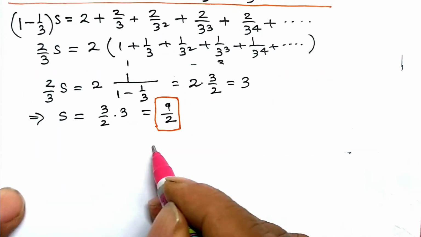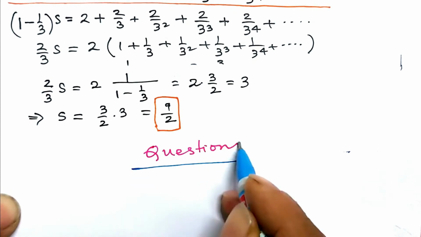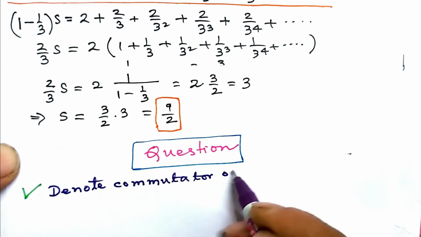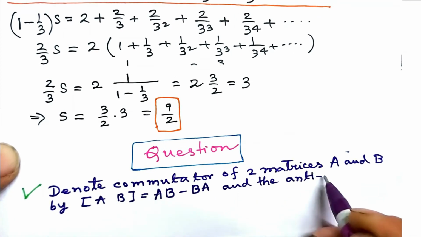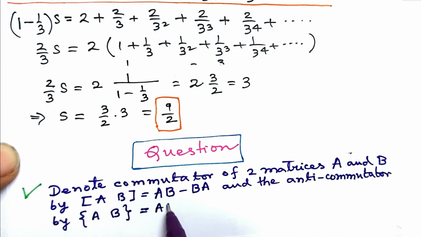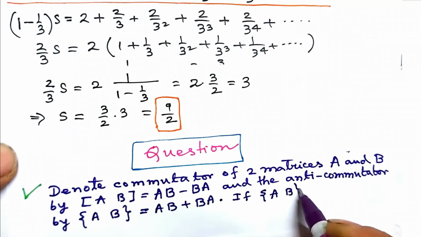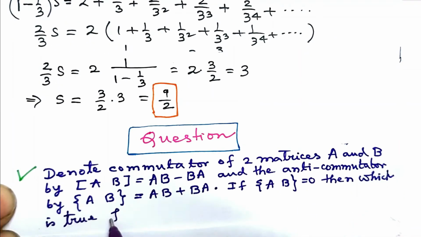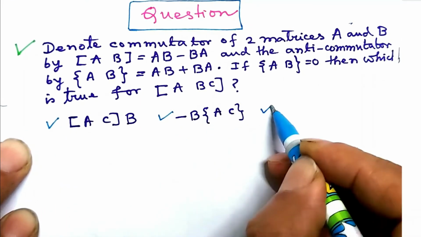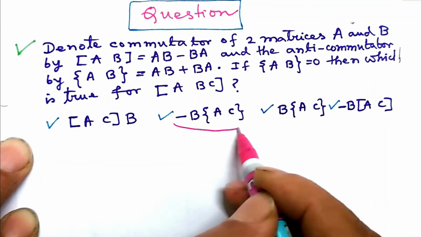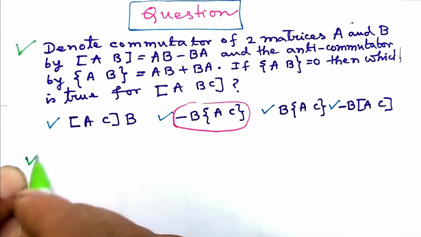We now wind up our discussion with a few questions of multiple type. In fact, we have done the calculations already and it would be easy to answer the questions now. First question is, denote commutator of two matrices A and B by, and the anticommutator by. If the anticommutator is 0, then which is true for? The options are, and the answer is.